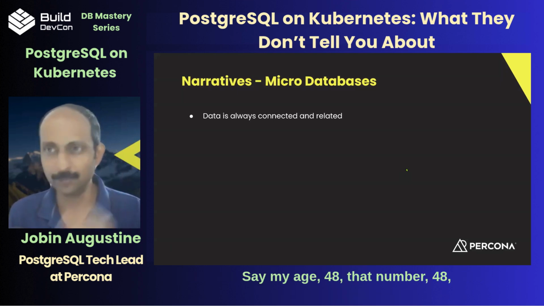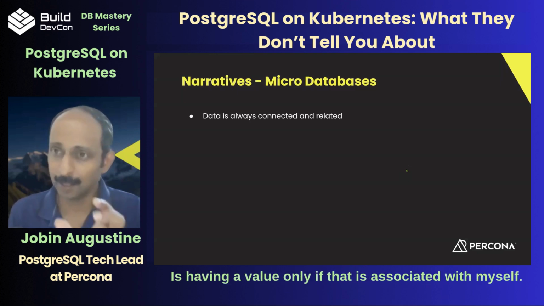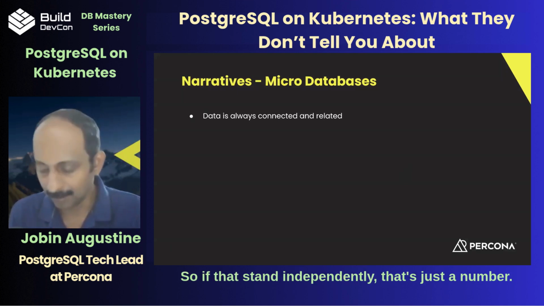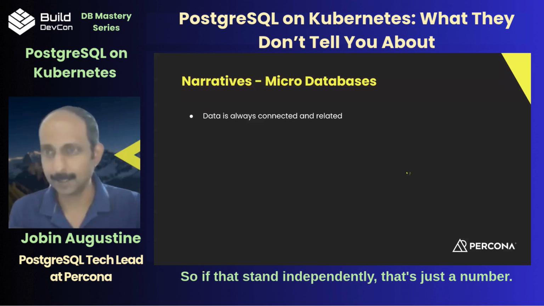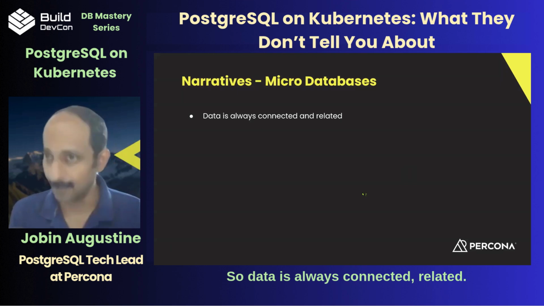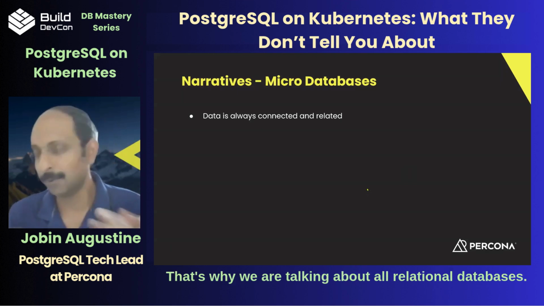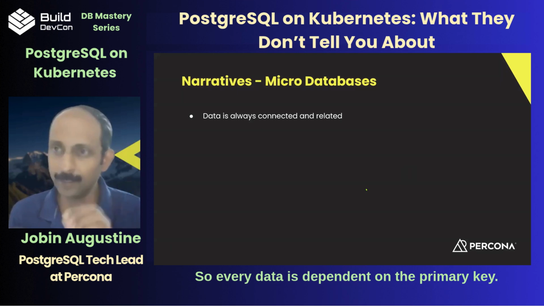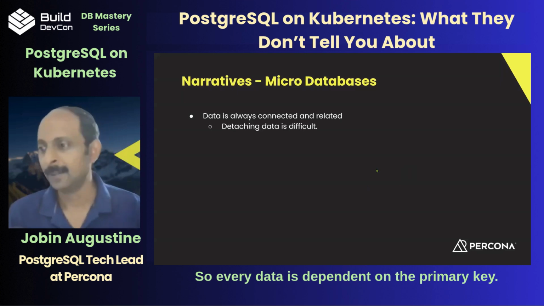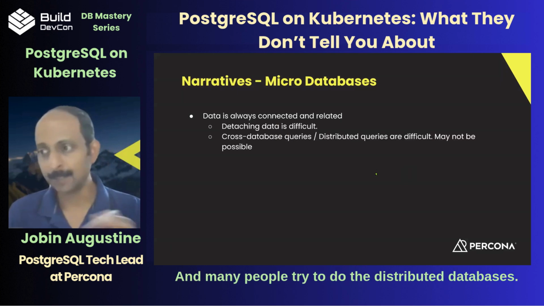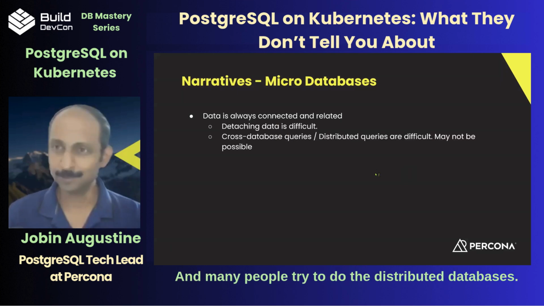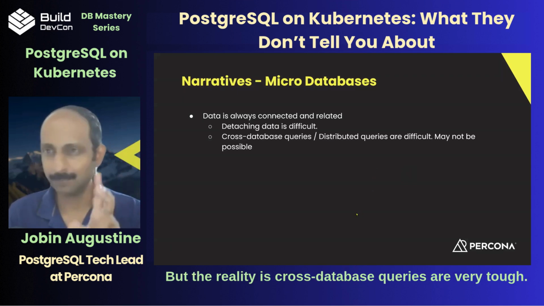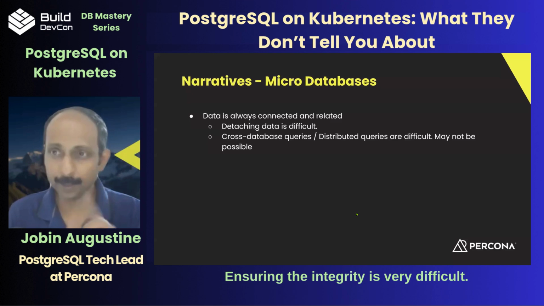Say my age, 48, that number has a value only if it is associated with myself. If it stands independently, that's just a number. So data is always connected, related. That's why we are talking about relational databases. It cannot be detached. Every data is dependent on the primary key. And detaching data is difficult, and many people try to do distributed databases, but the reality is cross database queries are very tough. Ensuring the integrity is very difficult.